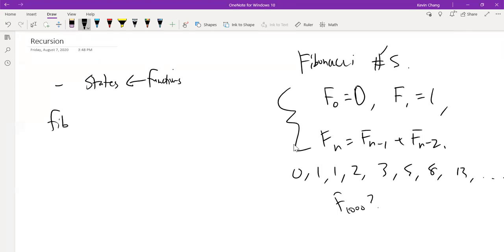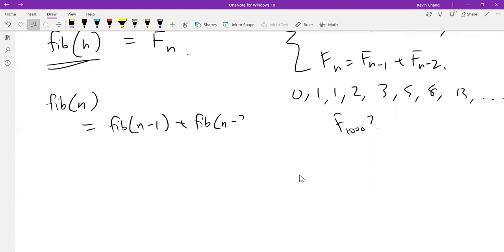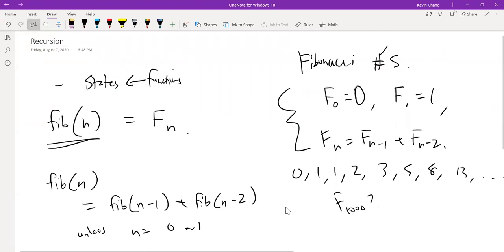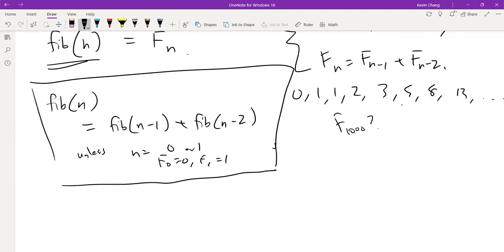Let's call the function fib of n the nth Fibonacci number. In the function fib of n, we can write this as fib of n minus 1 plus fib of n minus 2, unless n is equal to 0 or 1. Because if n is equal to 0 or 1, remember, we already know the value. We just output 0 or 1. So f0 equals 0, f1 equals 1. So this is essentially the structure you would have in programming this if you wanted to solve it recursively.